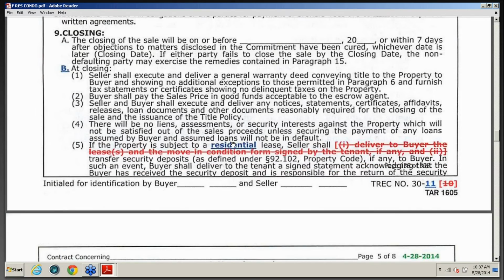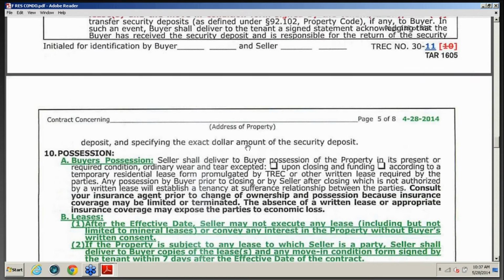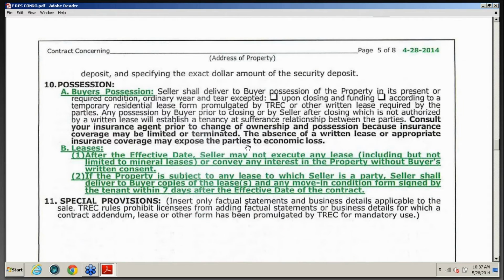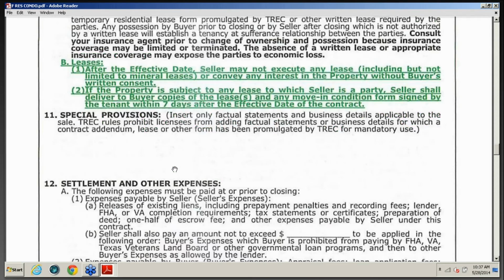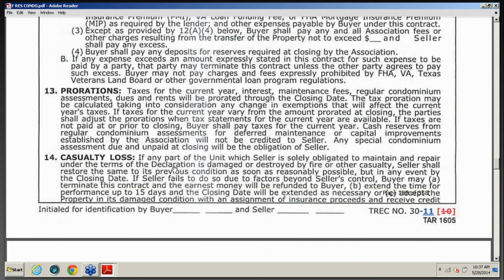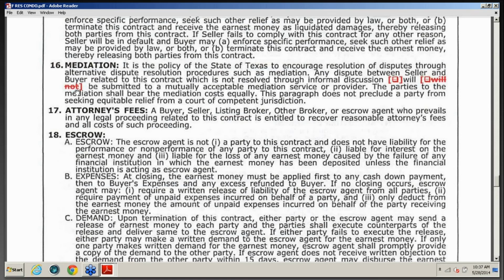And then again, if it's subject to residential lease, we have the verbiage that the buyer will let them know about the deposit. Again, over in possession, if there are leases, remember listing agents within 7 days, the buyer has to get a copy of the lease and move-in form signed by the tenant. Again, we will mediate no matter what.